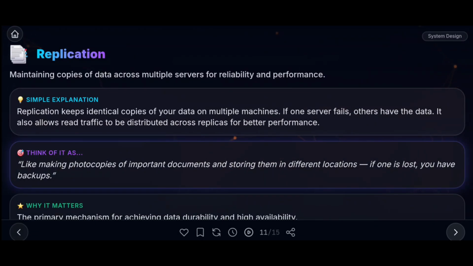So another very important term is replication. What is replication? Replication means maintaining copies of data across multiple servers for reliability and performance.